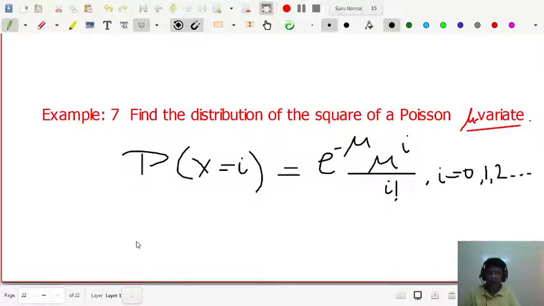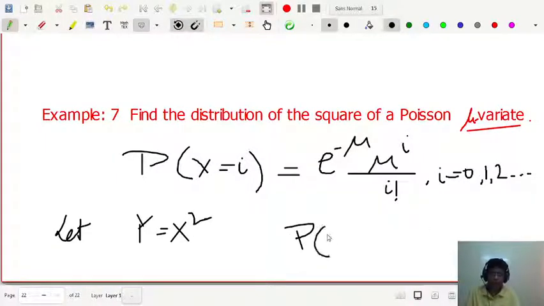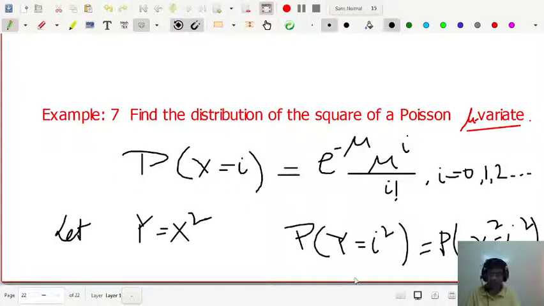Now you have to take y equal to x square. This is the hint for you. So naturally i will be i square: 0 square, 1 square, 2 square. So you have to calculate probability of Y equal to i square, and that is equal to probability of X square equal to i square. You try to solve with this hint, you will have some result on that, okay. So you can check that. This is the hint for problem number 7.